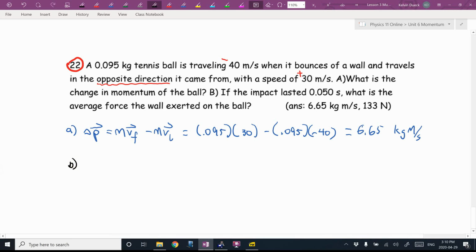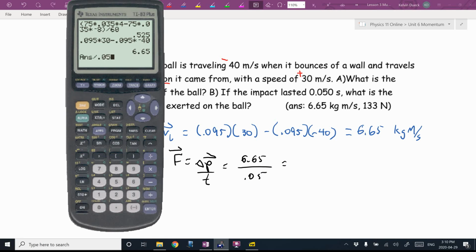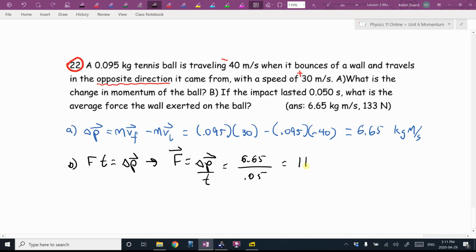B, what's the average force? Well, they gave me a time, so I'm going to go force times time equals impulse. Force equals impulse divided by time. So it's going to be 6.65 divided by 0.05. And I get 133 newtons. I got a positive answer. That's in the same direction as that final rebound. And again, a nice shortcut. I absolutely could have gone F equals ma and solved for a, but I was able to do this really in one line, plug and chug, because I used the impulse equation.